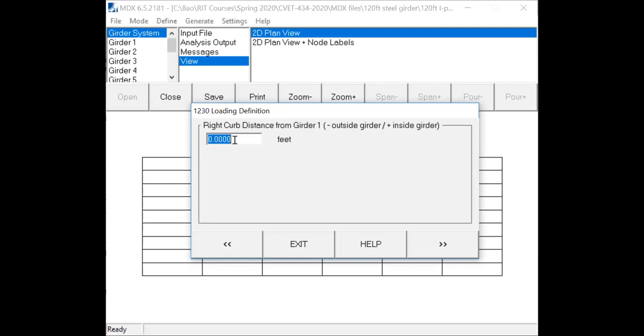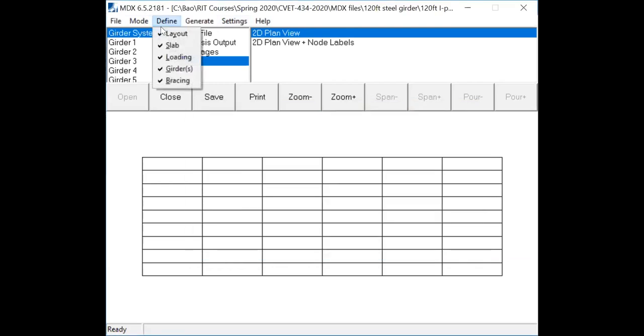So this right curb, the inside face of the curb, is outside girder 1. So we have negative 1.5 represents outside the girder. The curb inside face is outside the girder line. Okay, negative 1.5. And we use float lanes between curbs. Okay, and no sidewalk. So now we define the girders and the loadings. Also, we finished the loadings as well. So everything in define has already been finished.